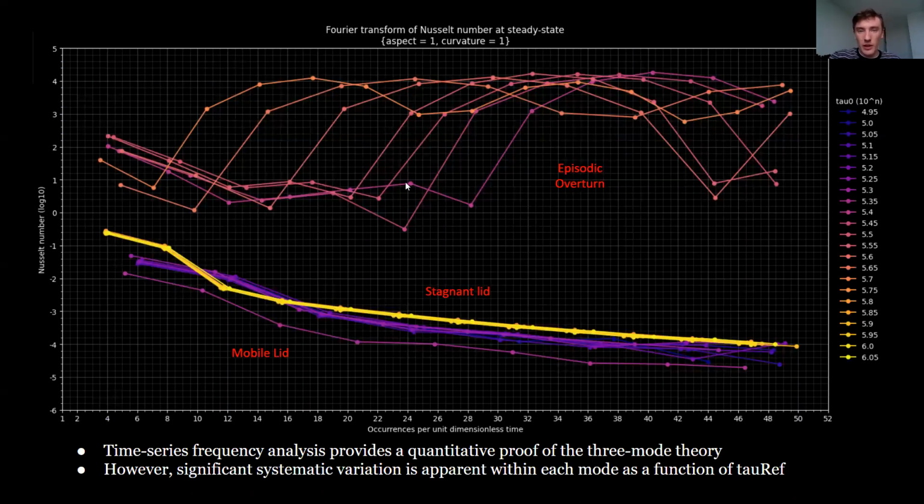If you take a Fourier analysis of those Nusselt profiles I showed you before, you can see, again, these three different regimes, but there's systematic variation within the episodic regime. And you can see in particular, these dominant frequencies are changing with respect to different yield strengths, as you can see here.